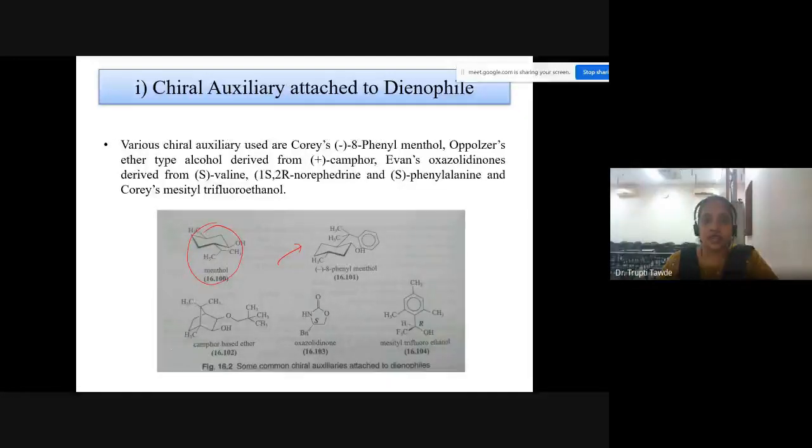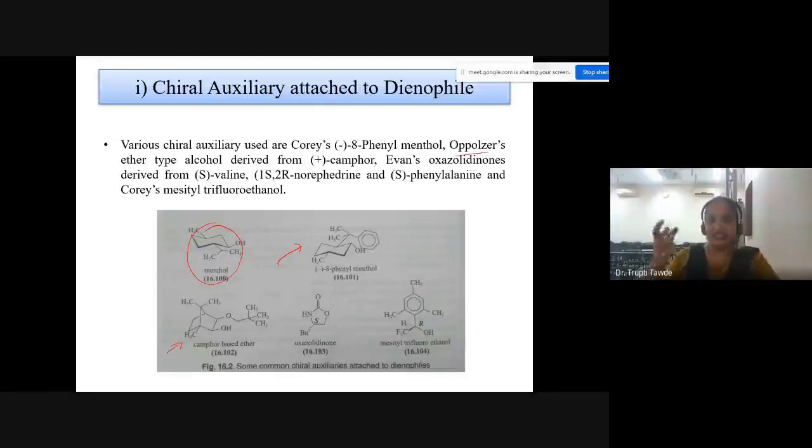Then this is camphor based catalyst which are prepared by the Oppolzer. So it is ether type of alcohol compound which is camphor based ethers हैं. फिर oxazolidinone which is called as Evans catalyst. Okay, and finally this is a mesityl trifluoroethanol, ये वापस Corey catalyst है.